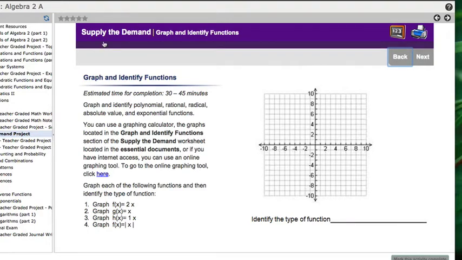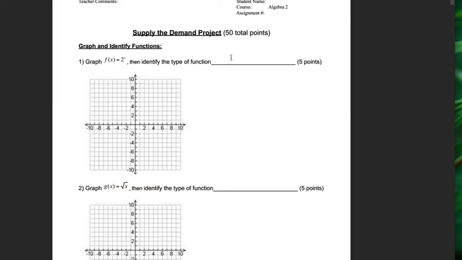I want to talk about the supply and demand project for Algebra 2. Just a couple things for you to be aware of as you're looking at the directions for the project. You're going to notice that some of the symbols are missing when you're looking at the equations in GradPoint. So if you go to the supply and demand project worksheet, you're going to see that those equations will show up.